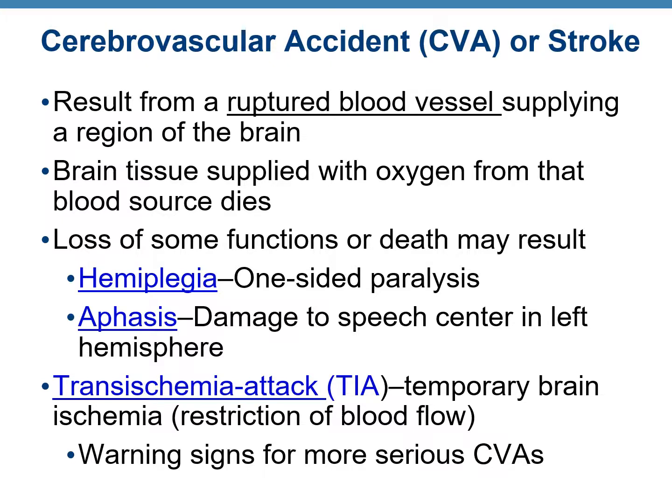Some common effects are hemiplegia, which is one-sided paralysis, and aphasia, which is damage to the speech center, so you will notice a slurred speech or difficulty in speaking. Sometimes the body gives a warning sign for a stroke that is coming later on, and that is known as a TIA or transient ischemic attack, where there is temporary restriction of blood flow to the brain.